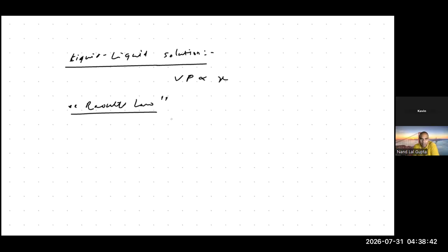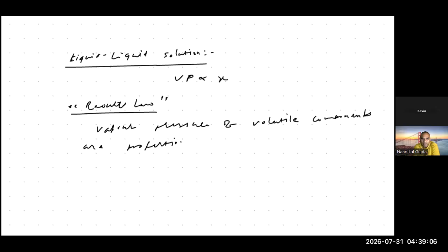So this is what they are saying. They are talking about the vapor pressure of a volatile component. The vapor pressures of volatile components are proportional to the mole fraction of the component in the solution.